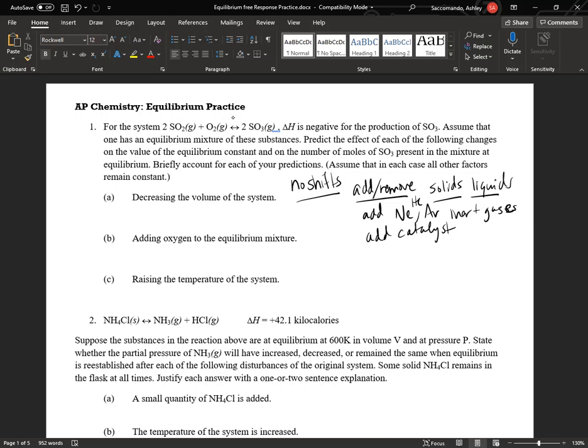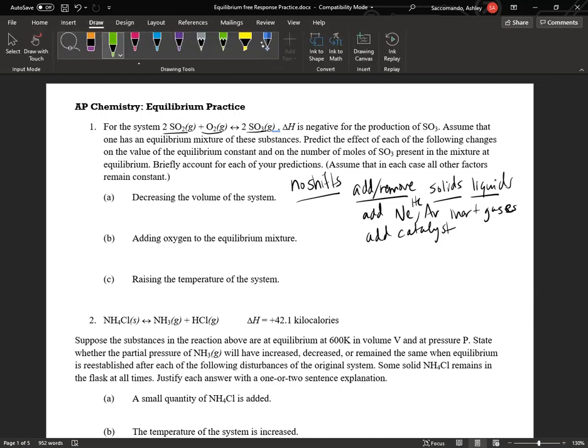Now, it says right here, if we're looking at this one, these are all gases, so we don't have to worry about that part of the equation. However, delta H is negative, so you need to know that heat is on the product side. Make sure you put that in there as well. It's exo. Delta H is negative, so that's telling us exo, heat is a product.